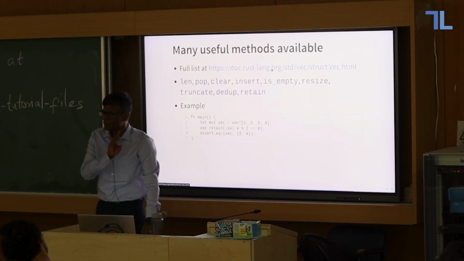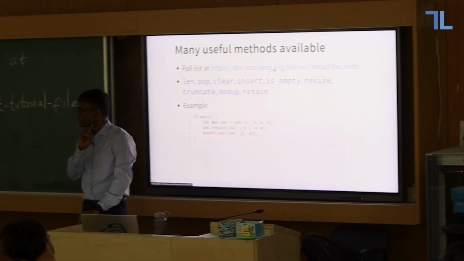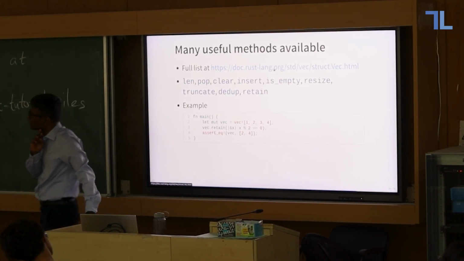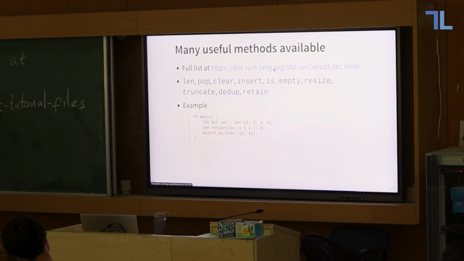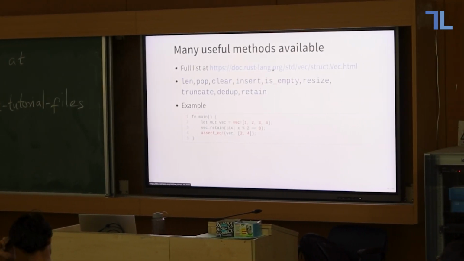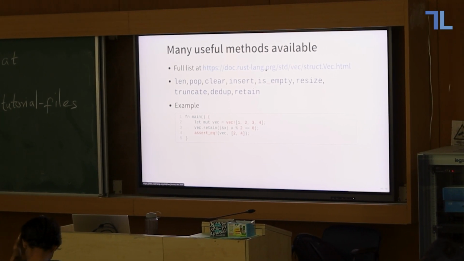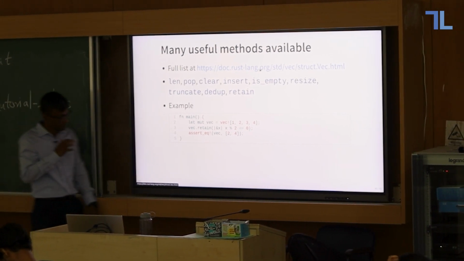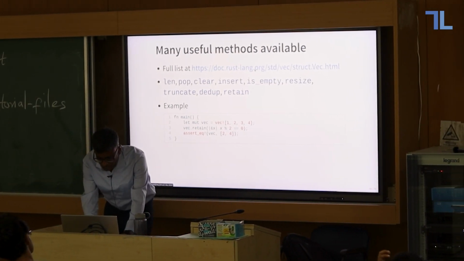Any questions so far? Yeah. Last line, how are you comparing a vector with an array? Yes, oh okay, yeah. Maybe Rust did some inference. Let me check. Did this run?